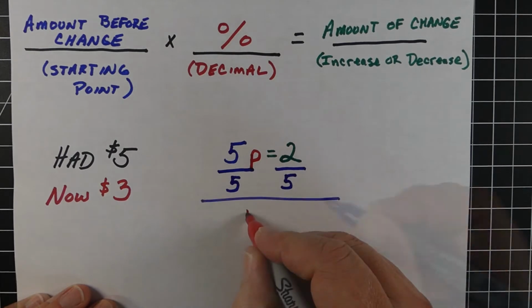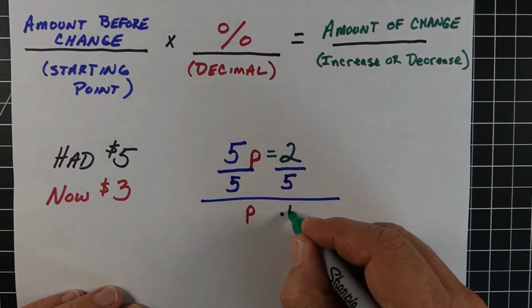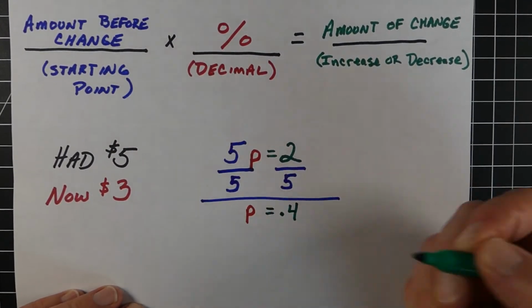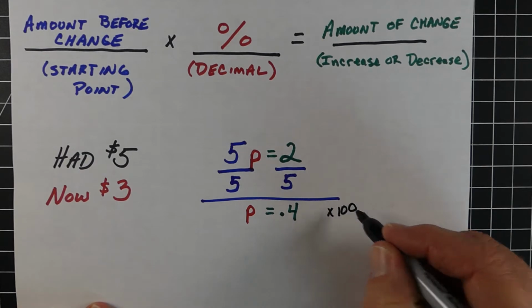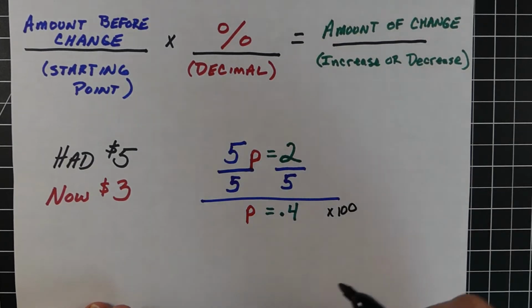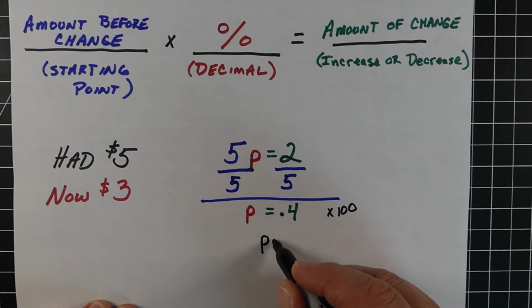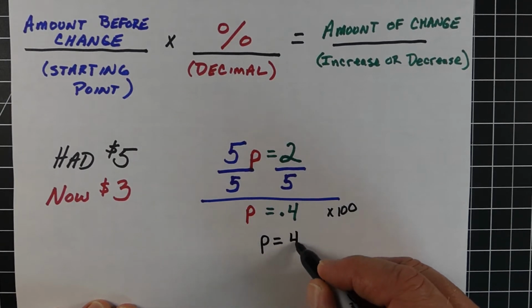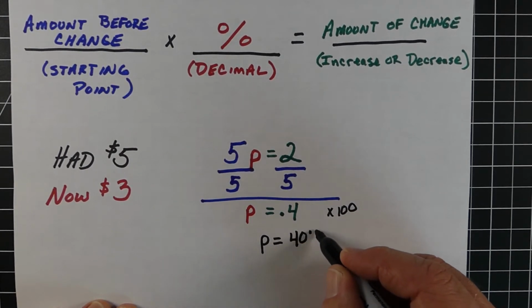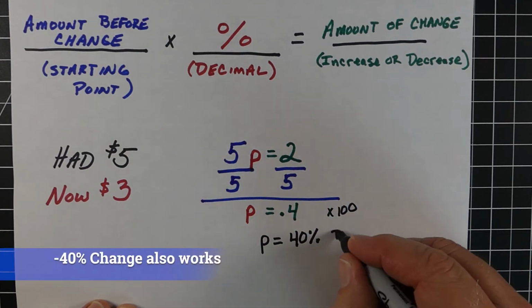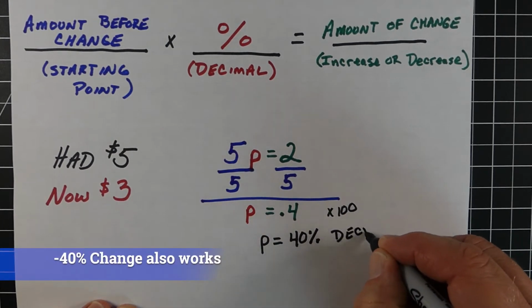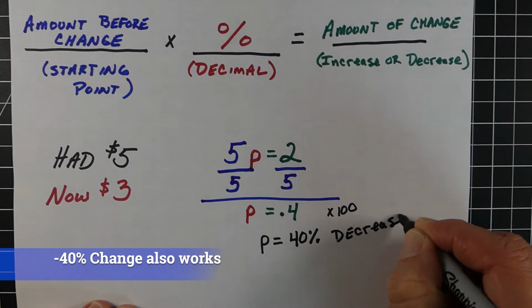And what we can do is try to get the letter P by itself. We're going to divide both sides by 5. And that's going to give us the decimal 0.4, which is our percent as a decimal. Just multiply it by 100, and that's going to give us our percent. So in this case, 40%. So this would be a 40% change. Now, because it went down from 5 to 3, it's a 40% decrease.